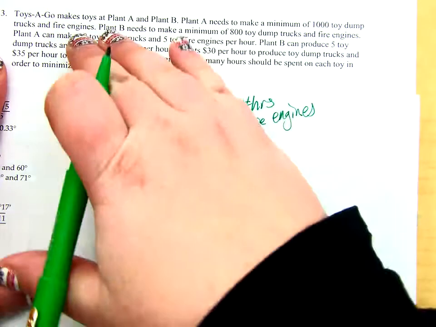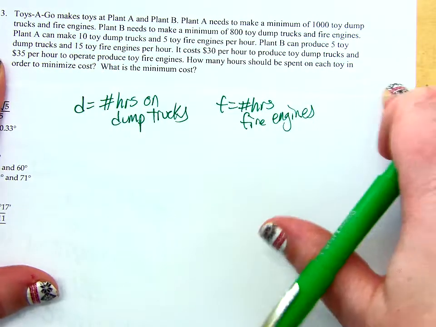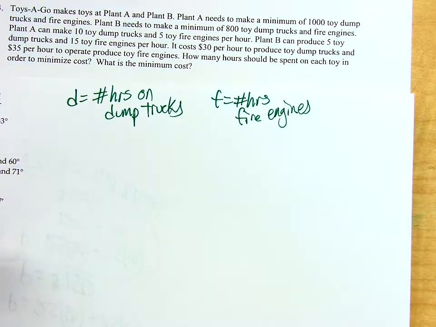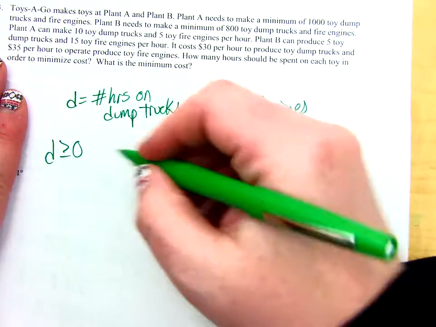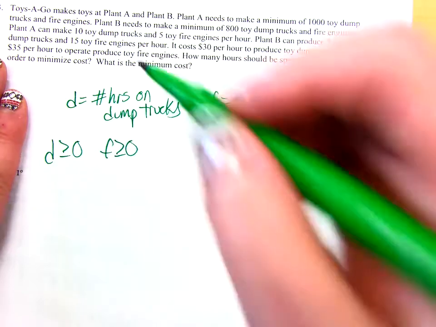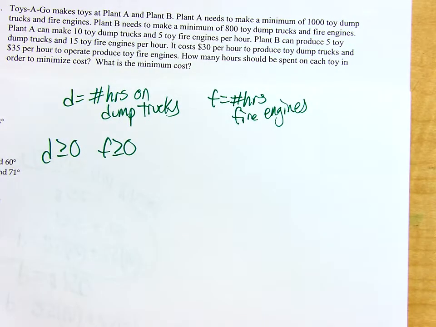Let's think about the constraints here. We have a lot of things going on. Can I go into negatives? No. So, already I know that D and F have to be greater than or equal to 0. All right, let's see what else is going on.